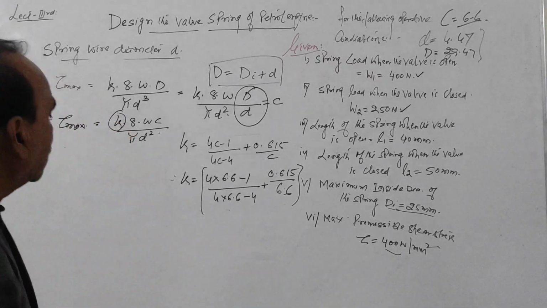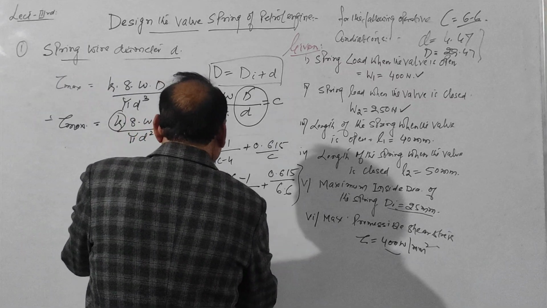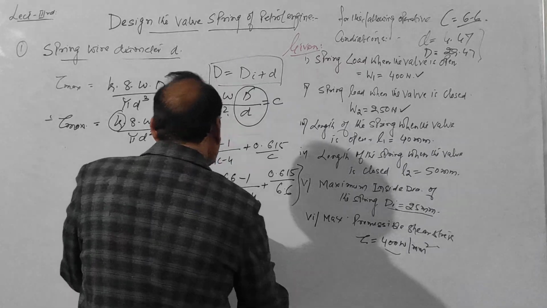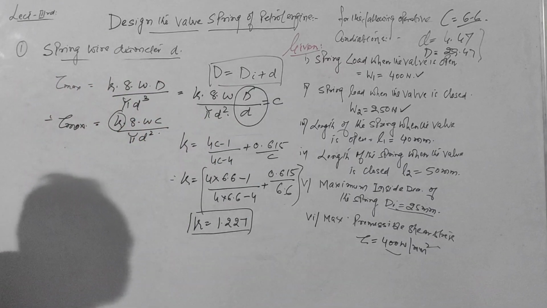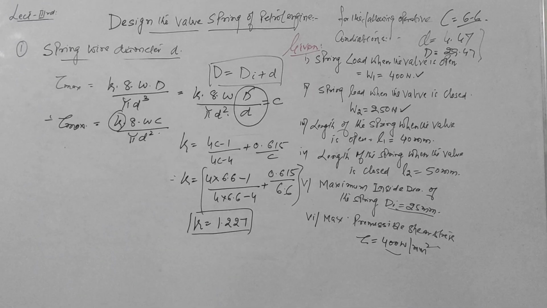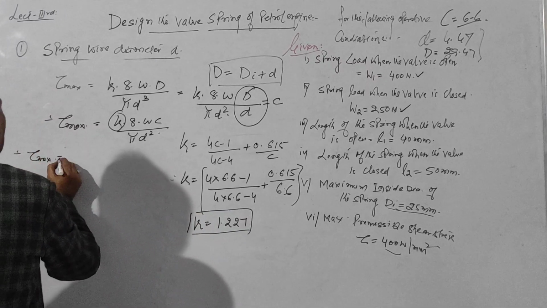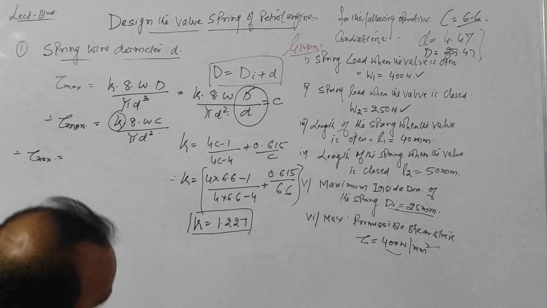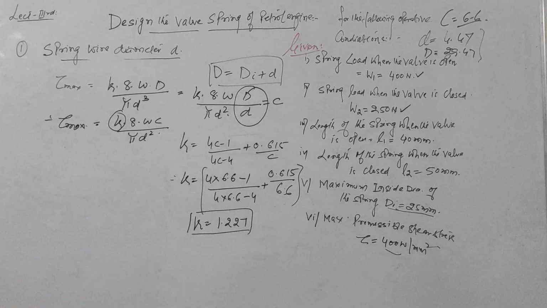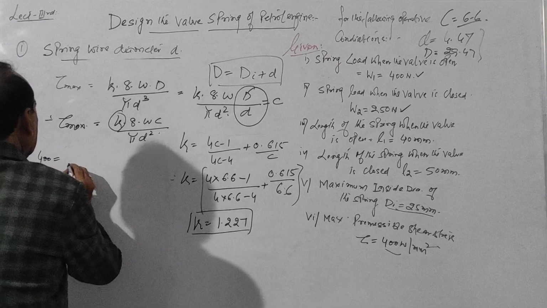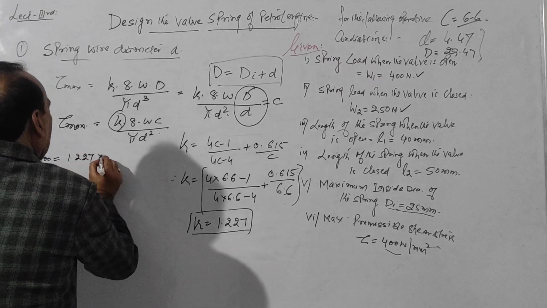This is 1.227. So spring index is, you also confirm me, check it, 1.227. Right? So value of this, Wahl stress factor, this is 1.227. Now, we will calculate the value of tau max. Yes, K हमारे पास आ गया. Therefore, tau max is equal to, substitute the value. In case of tau max, we also substitute it. So, what is the tau max here? 400. So, this is 400. This is equal to, K is 1.227 into 8.